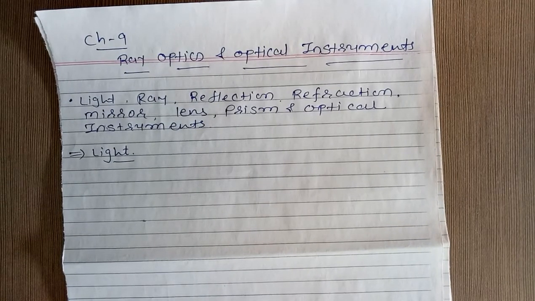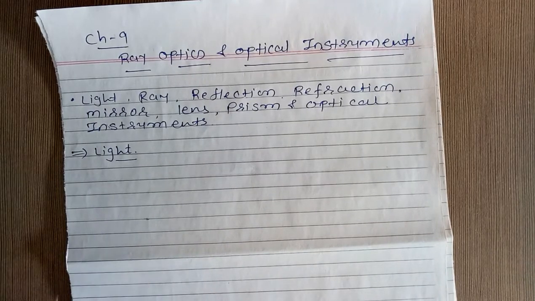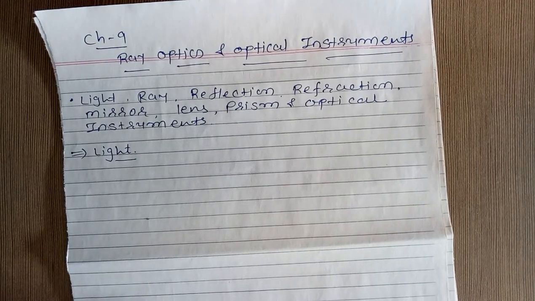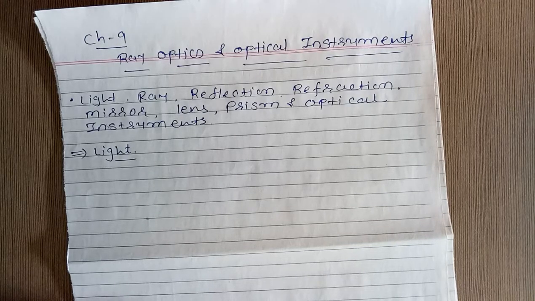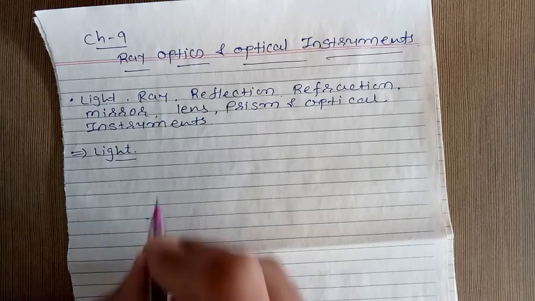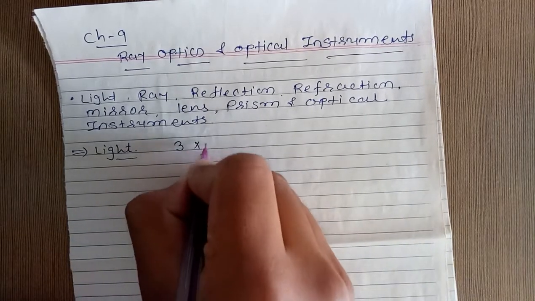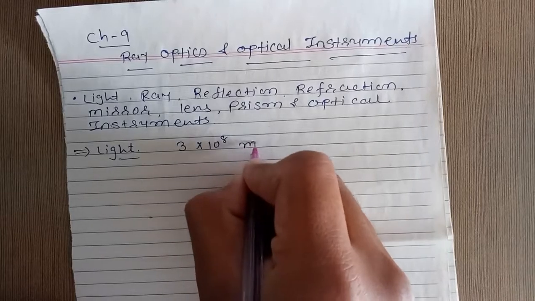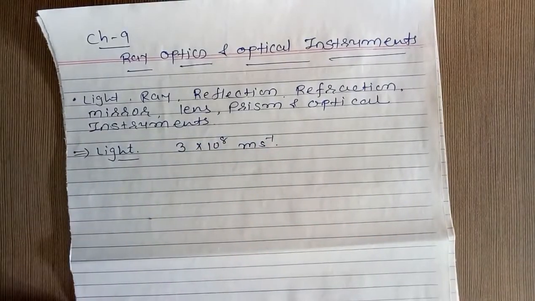Now, first of all, we start with our first topic, light. Friends, you already know about light. You know that electromagnetic radiation is known as light. You also know that the speed of light is 3 into 10 raised to 8 meter per second.